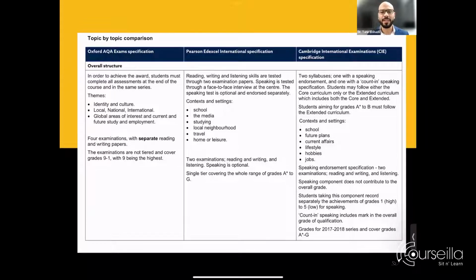دول بنسميهم إيه؟ دي التوبكس اللي انت محتاج تدرسها في إيه؟ You're gonna study these topics in speaking. When you practice speaking, they will be based on these given topics. طبعا في كل بورد مختلفة عن الثانية، تمام؟ وفي هنا very important piece of information that you need to know. Speaking is only obligatory in Oxford AQA.